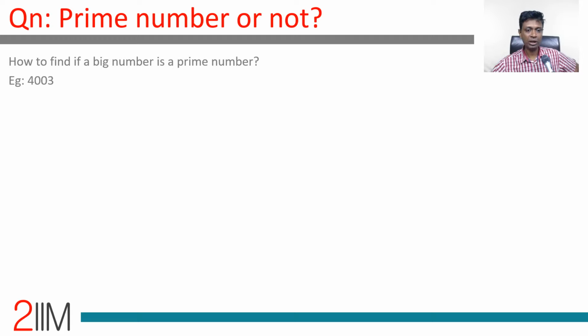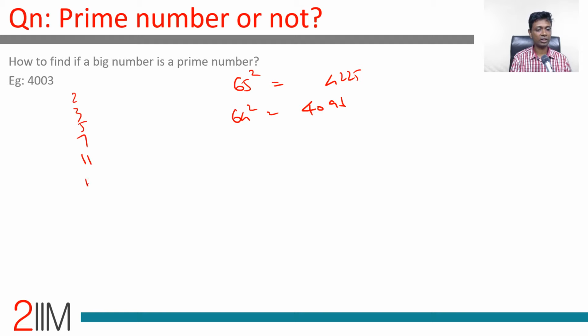How to find if a big number is a prime number? There's no great method for this. There's no scientific method for this. Test of divisibility till square root is the time-tested method. The square root of 4000 is somewhere around 65. 65 square is 4225. 64 square is 4096, I think, somewhere there. So the brute force method: try 2, 3, 5, 7, 11, 13, 17, 19, and then somewhere it works.